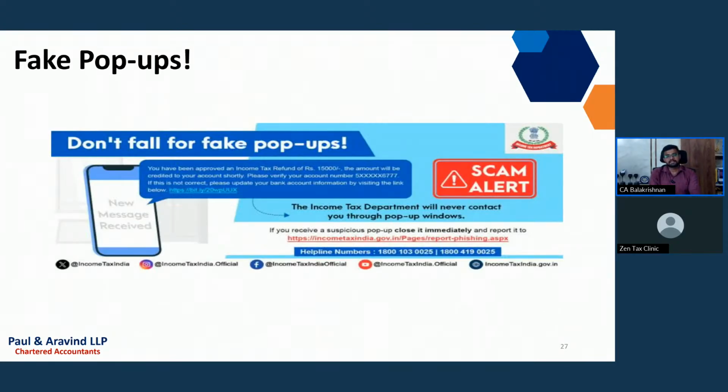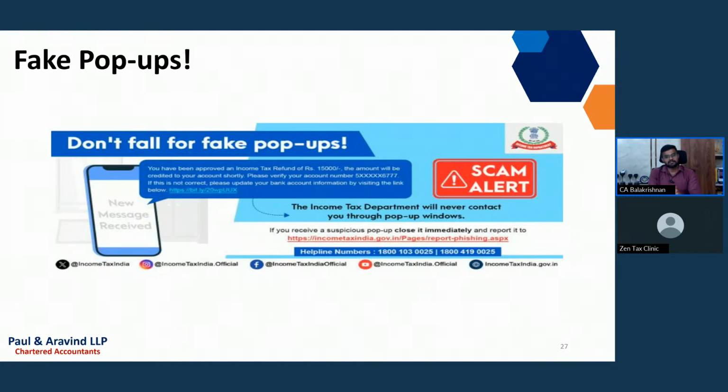And generally, the department is not issuing such notices. In the name of the department, many people are getting notices that you have a demand or you have a refund, so you need to click that link to get the refund, or click the link to pay this amount of demand to the department. Many assessees are getting scam mails. Do not fall for that scam.